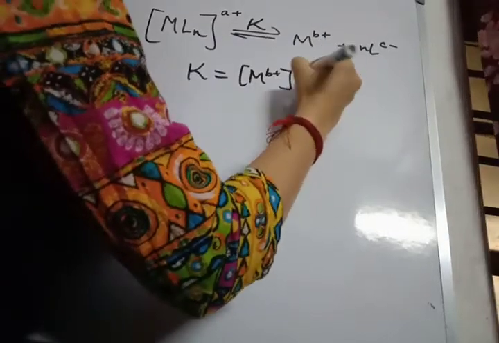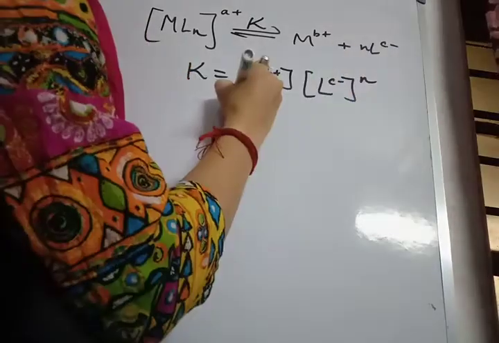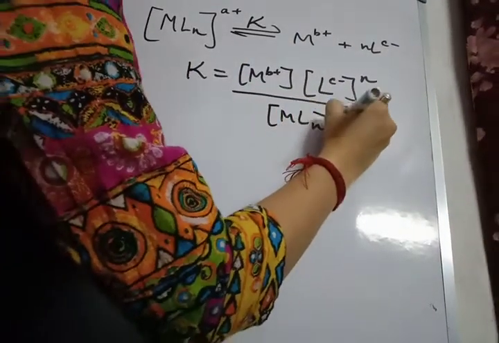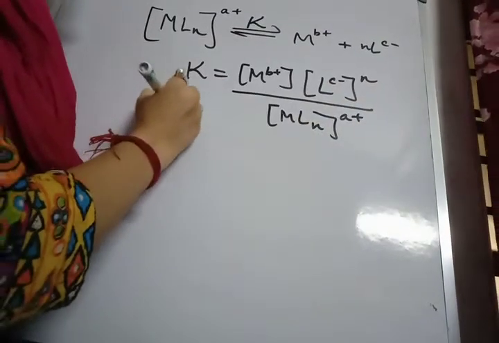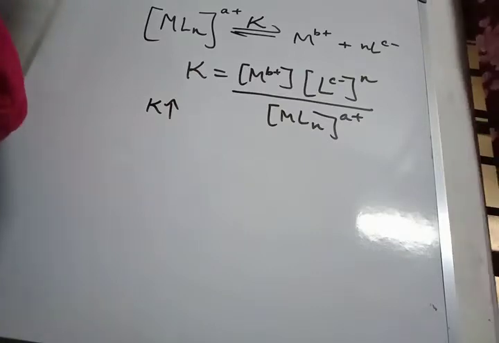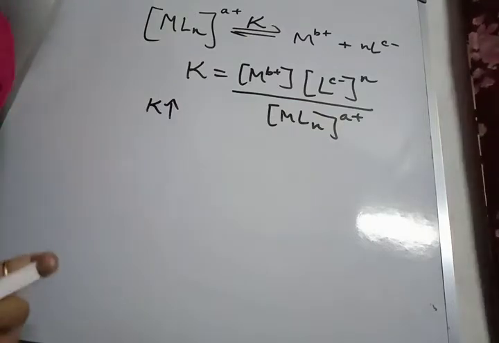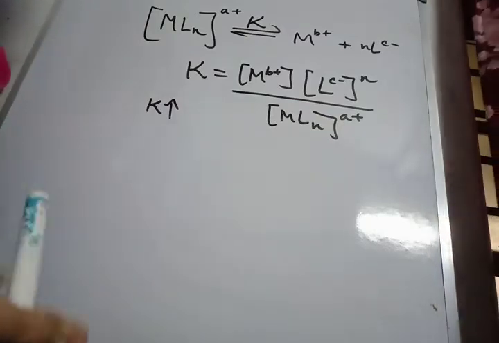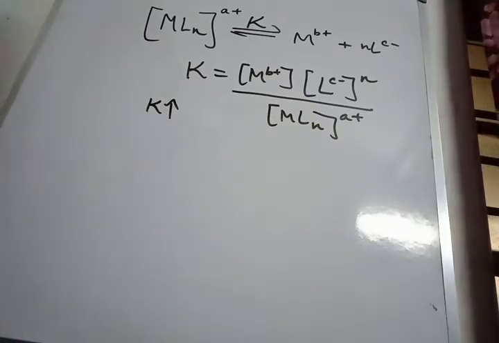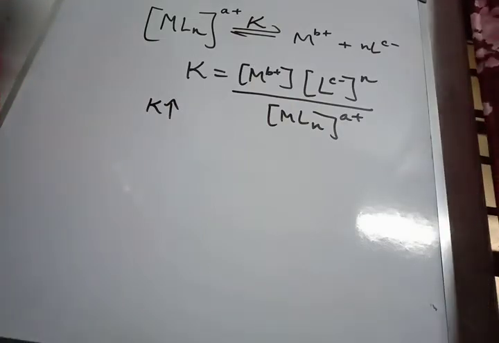Concentration of metal ion, concentration of ligand, and concentration of the complex. Greater the value of K, lesser the stability of the complex, right? Now this K is your equilibrium constant. Next we have stability constant. Now stability constant is the reciprocal of the equilibrium constant. So greater the stability constant of a complex, higher the stability of the complex, right?